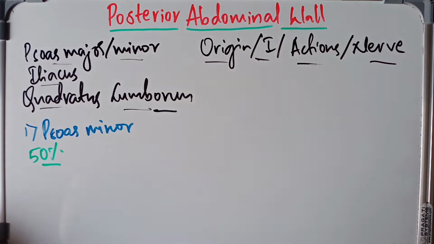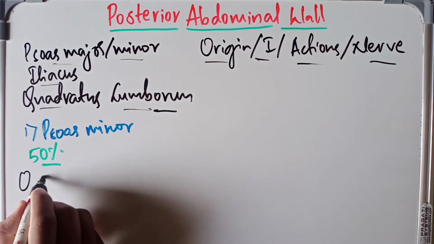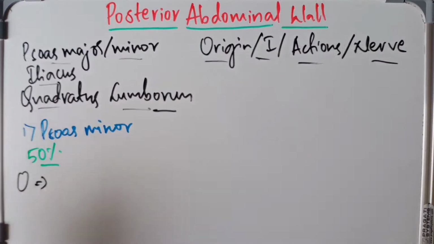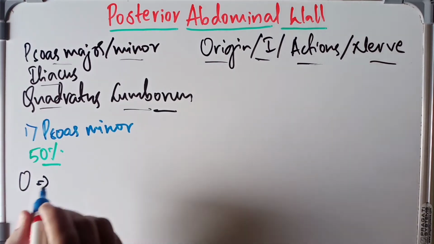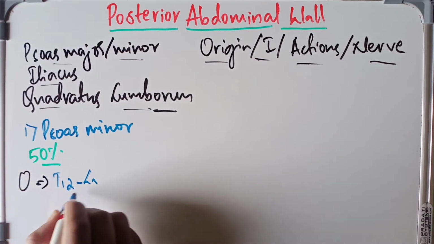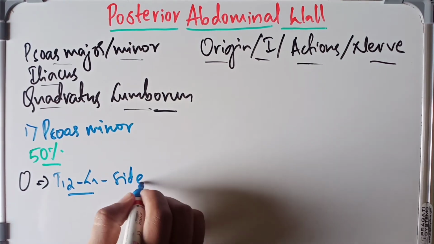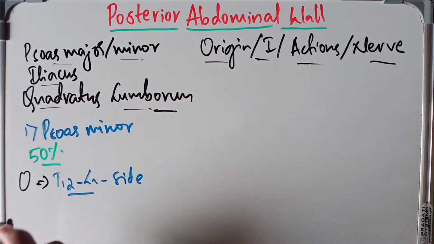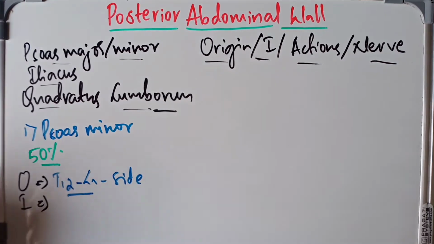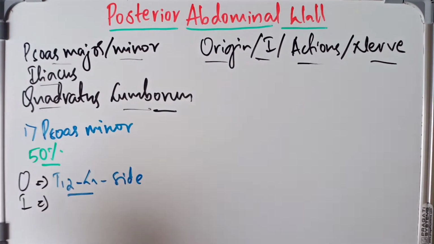So coming to the origin of the psoas minor, what about the origin? It originates from the side of the intervertebral disc between T12 and L1. Between T12 and L1 we have the intervertebral disc, right? It arises from the side of this intervertebral disc. So what about the insertion of the psoas minor? It is inserted into the iliopubic eminence.